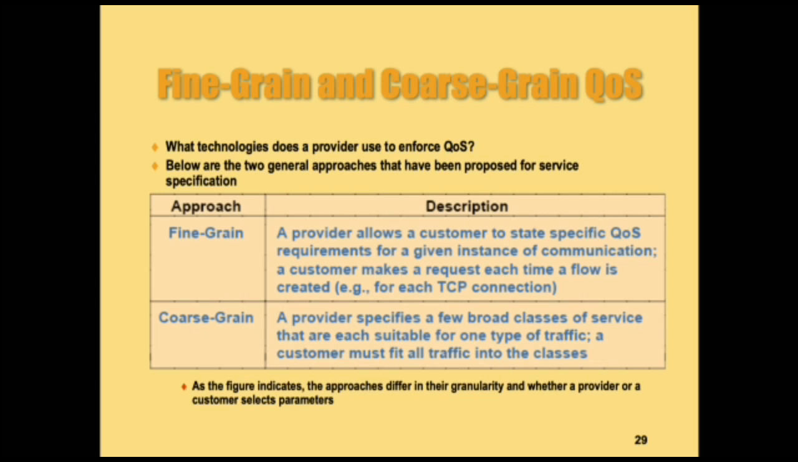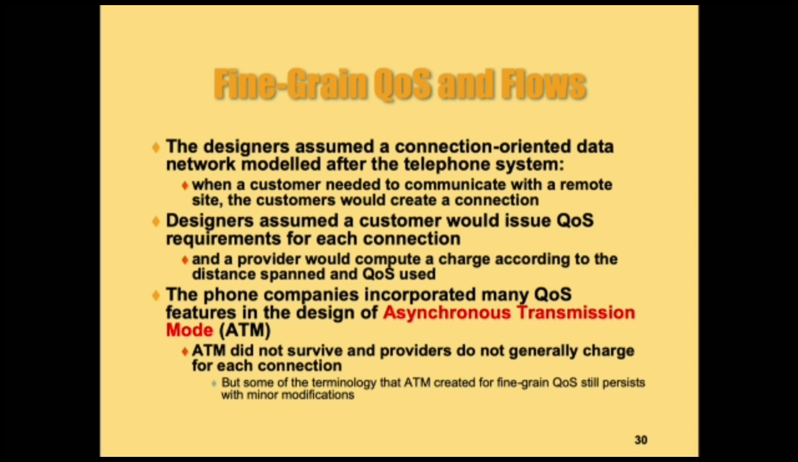So these are two different levels of quality of service then. And we can probably directly see that a coarse-grained approach is much easier to implement, while a fine-grained one is much, much harder to implement. But let's start looking at fine-grained then.